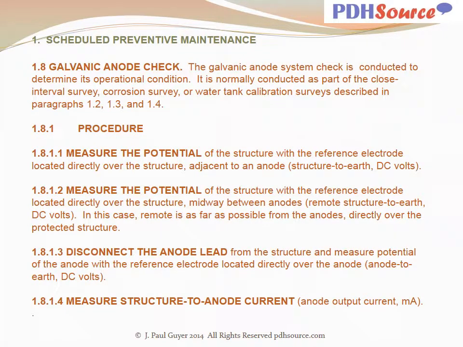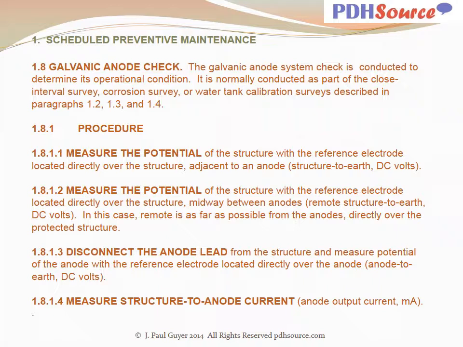The galvanic anode system check is conducted to determine the operational condition. It's normally conducted as part of the close interval survey, corrosion survey, or water tank calibration surveys described in paragraphs 1.2, 1.3, and 1.4. The procedures to be used for the galvanic anode check: measure the potential of the structure with the reference electrode located directly over the structure adjacent to an anode, structure to earth, DC volts.